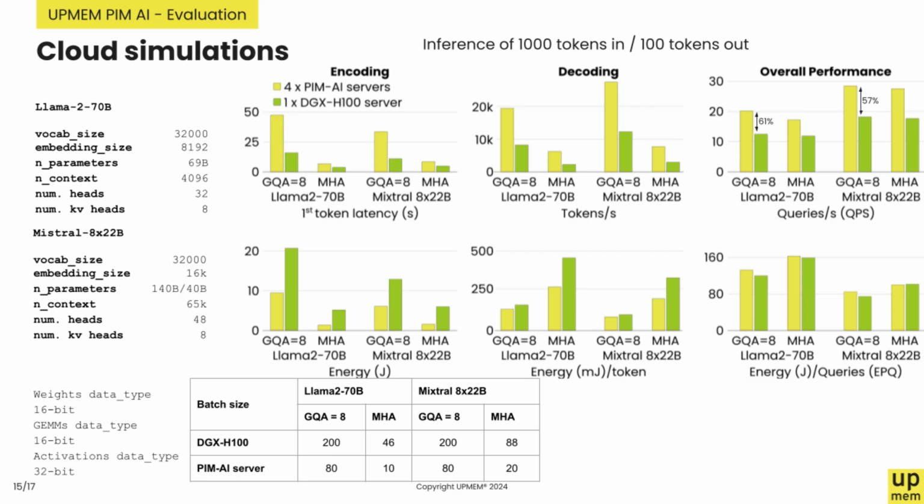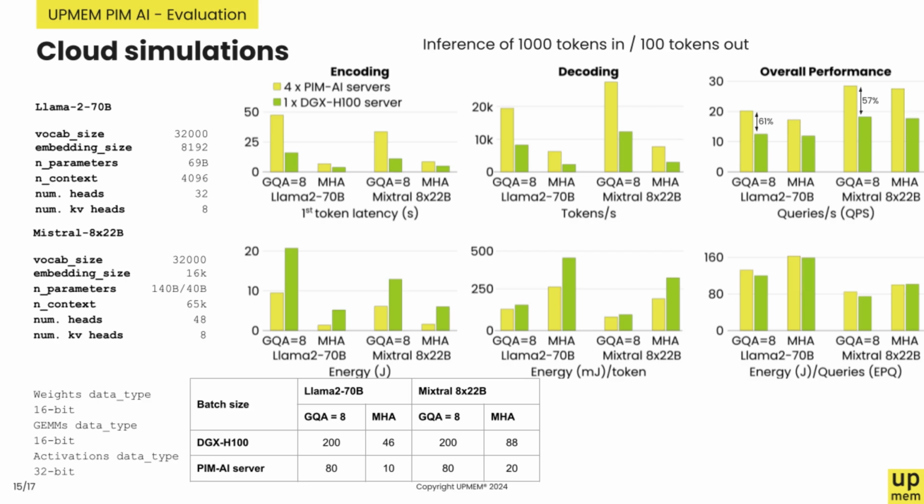So if we have a look at the encoding phase, we see in the first token latency, the execution of the first encoding phase, that the PIM servers are worse because they have fewer teraflops. Remember that memory bandwidth is less important here, but the teraflops is what matters. Anyway, we have a better energy efficiency here. And you can see also in the encoding phase that the performance when we are using multi-head attention drops because we are accessing more data in memory. And the difference between PIM servers and DGX H100 servers is less, which is the same for the decoding.